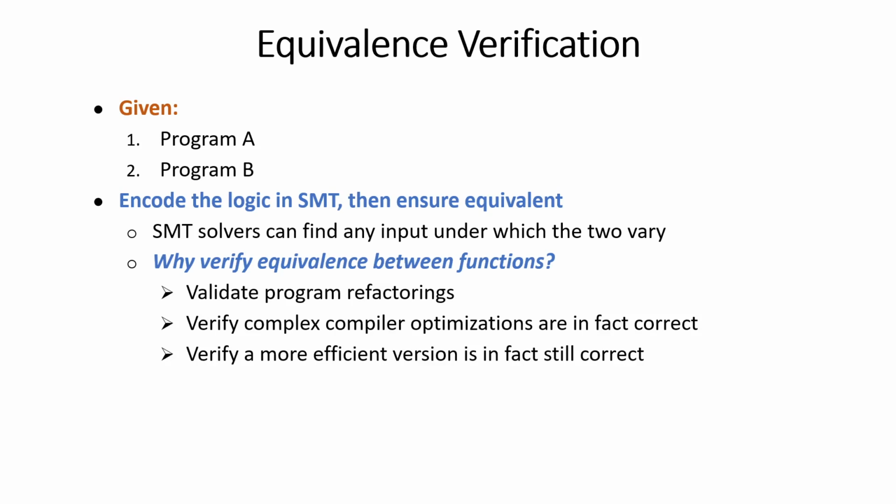So some of the reasons, like validating program refactorings. We change the structure, the implementation of the program, but we don't want to change the way that it runs. Then maybe complex compiler optimizations. So not only for individual programs, maybe we want to check it even for the complex optimizations, and check that more efficient versions, like what you already mentioned, are still correct.